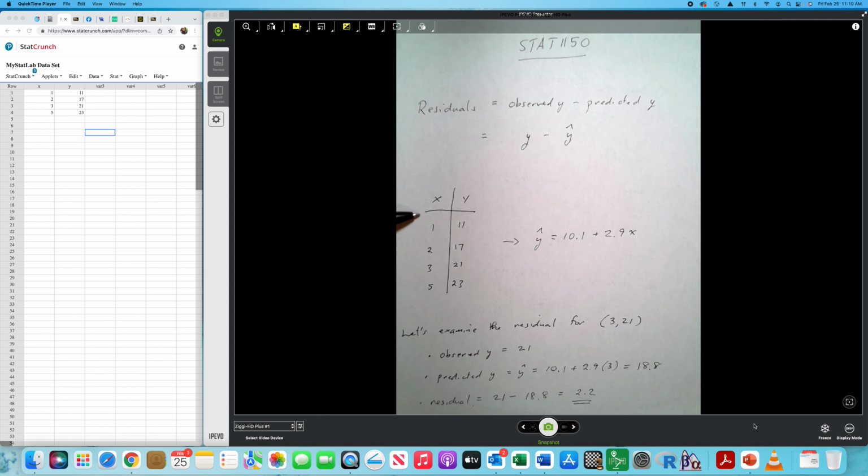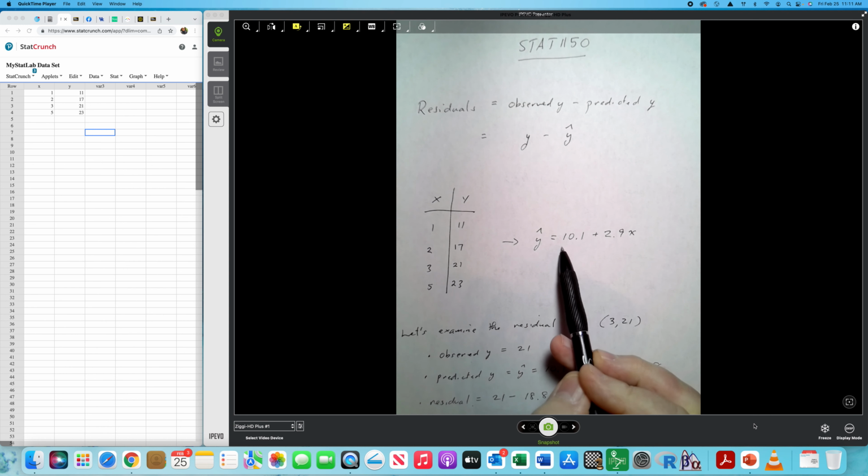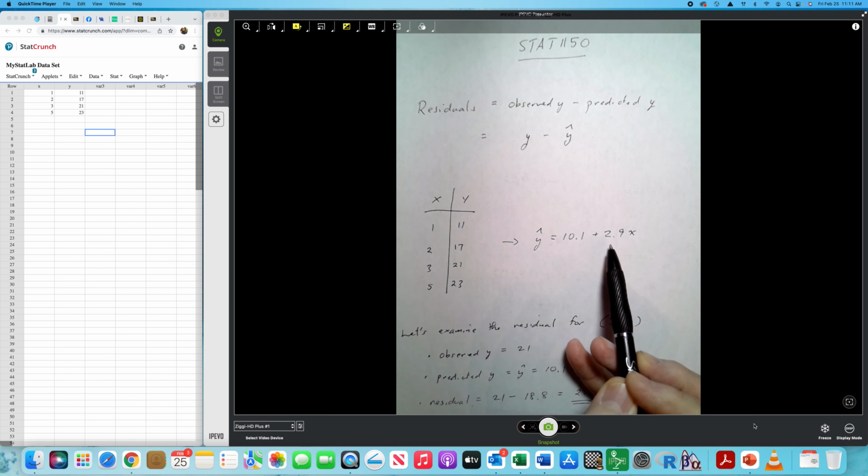Now, I've given you just a small data set here. The first ordered pair is (1, 11), second (2, 17), and so on. I used technology to create the model. So the model, the line of best fit, is y hat equals 10.1 plus 2.9x. I should have gone out further, maybe to about 3 places.